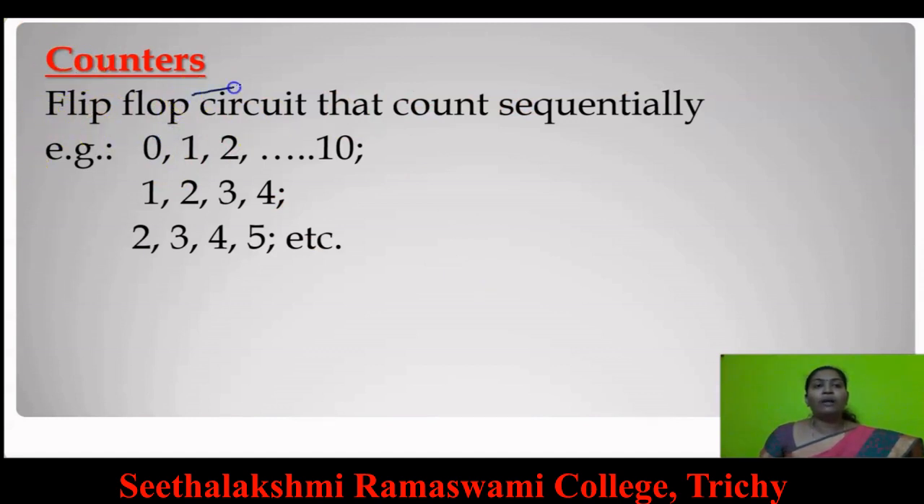We know that we have three flip-flops: one is a JK flip-flop, RS flip-flop and a D flip-flop. So out of these three flip-flops, we are using mainly the JK flip-flop to construct these counters. These counters can start counting from any number. It can be 0, 1, 2 or any desired number.